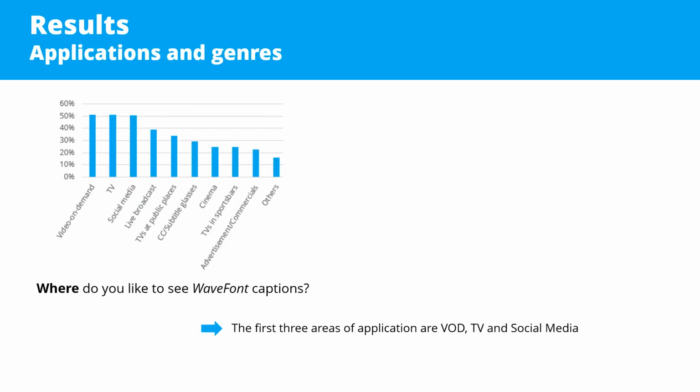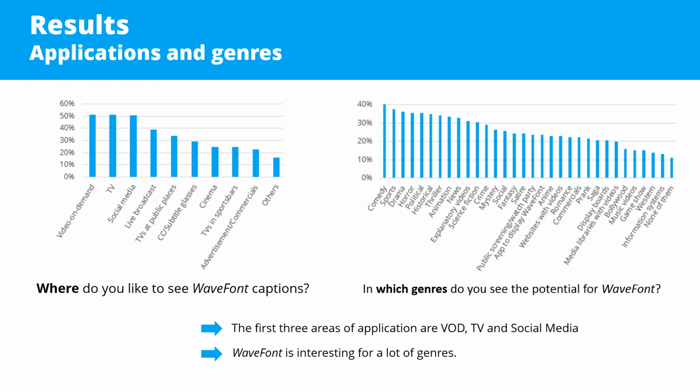When asked where the participants would like to see WaveFont, we got different answers as visualized in the figure on the left. Use cases where more than 30% of the participants agree are video on demand, TV, social media, live broadcasts, and TVs at public places. When it comes to the question in which film genre WaveFont should be used, 30% and more agree on comedy, sports, drama, horror, political, historical, thriller, animation, news, explanatory videos, and science fiction.